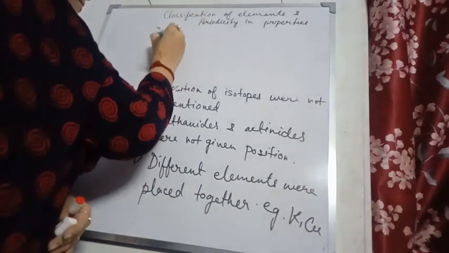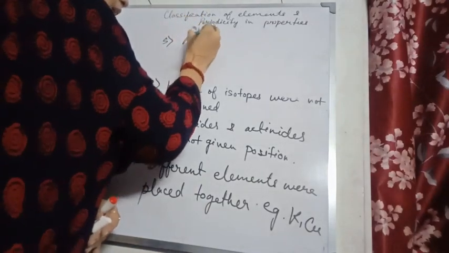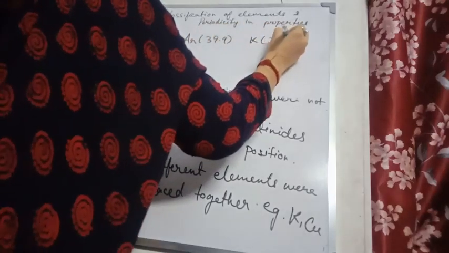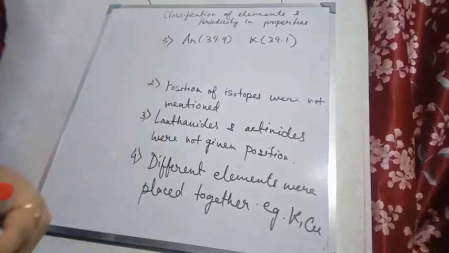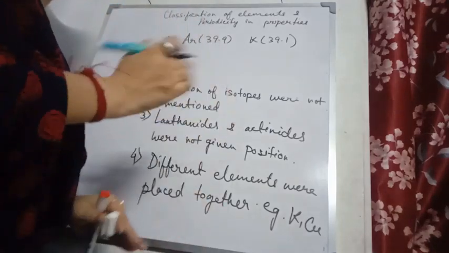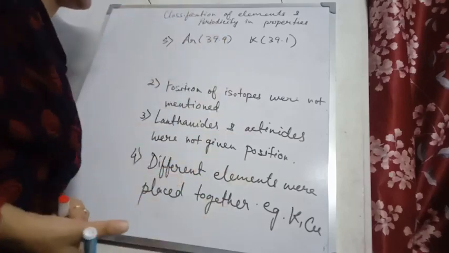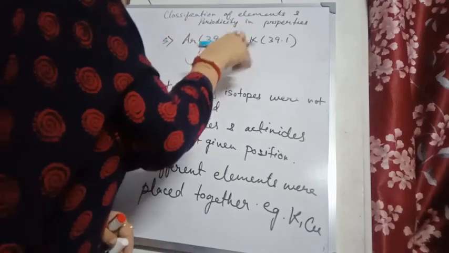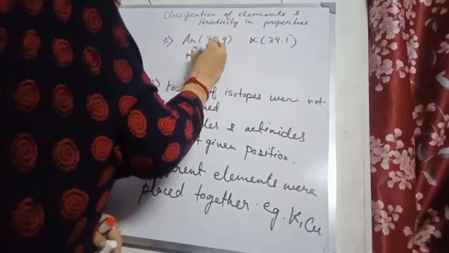Argon's atomic mass is 39.9 and potassium's atomic mass is 39.1. We know that the elements are arranged in increasing order of their atomic masses. So obviously the one with lesser mass should come first, followed by the one with greater mass. So if I follow the periodic law, then argon should come after potassium. The arrangement should be this.